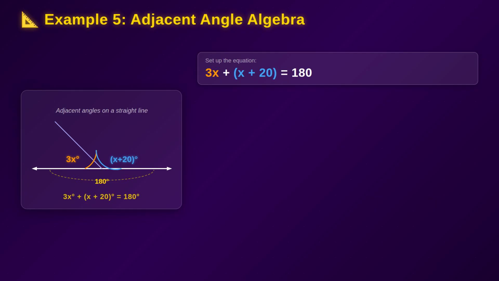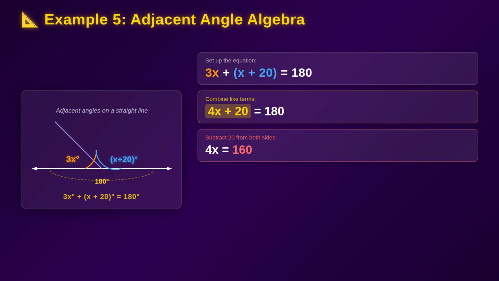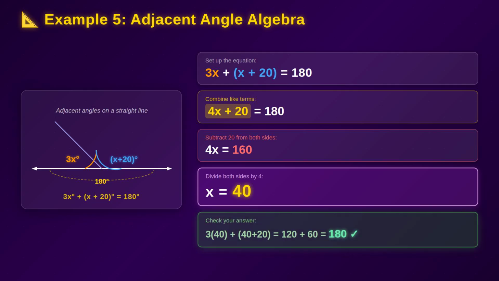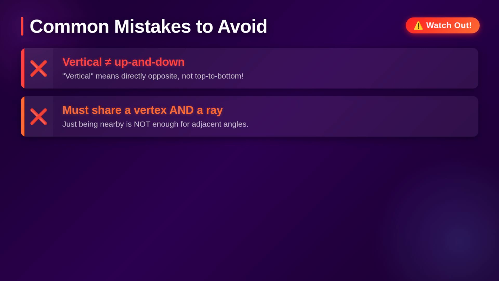One more algebra challenge. Marcus is on a roll. Two adjacent angles along a straight line are labeled 3x degrees and x plus 20 degrees. Adjacent angles add up to 180 degrees. So, 3x plus x plus 20 equals 180. Combine like terms. 4x plus 20 equals 180. Subtract 20 from both sides. 4x equals 160. Divide by 4. x equals 40. Check it. 3 times 40 equals 120. And 40 plus 20 equals 60. Does 120 plus 60 equal 180? Yes, that's a perfect straight line. Marcus is absolutely flying now.